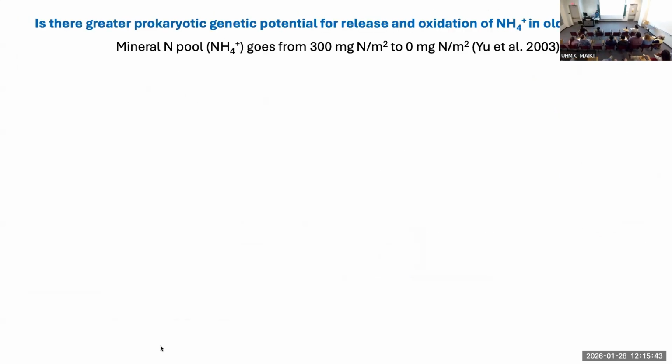So we have all these contigs, we have the MAGs, and we wanted to know: is there greater prokaryotic genetic potential for the release and oxidation of ammonium in older terraces? Because we know that older terraces are limited by nitrogen, well, there is no nitrogen for them. So we were thinking maybe prokaryotes are helping a lot up there, increasing the availability of nitrogen through their metabolic processes.